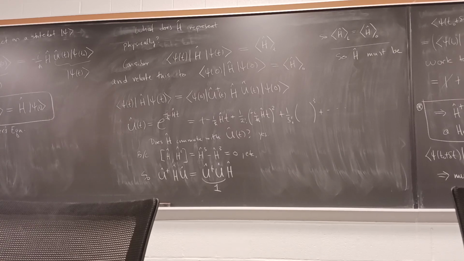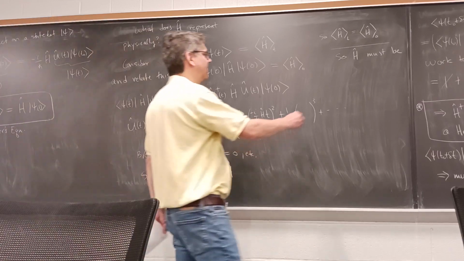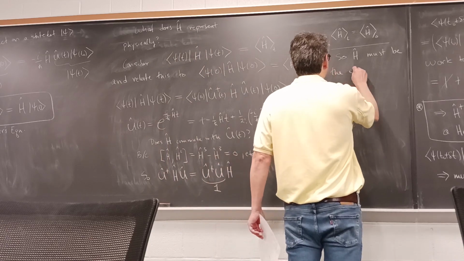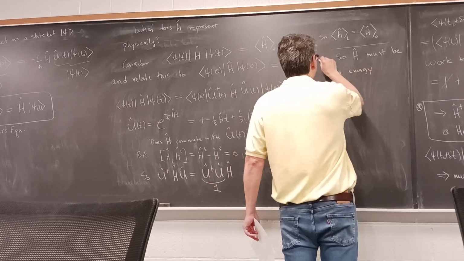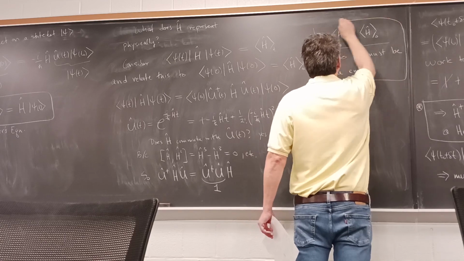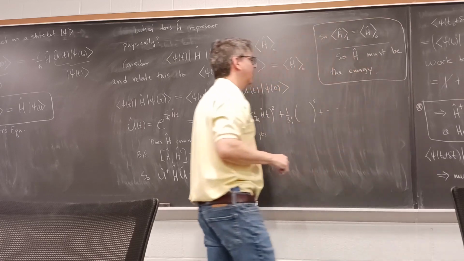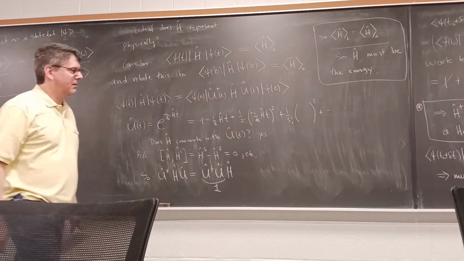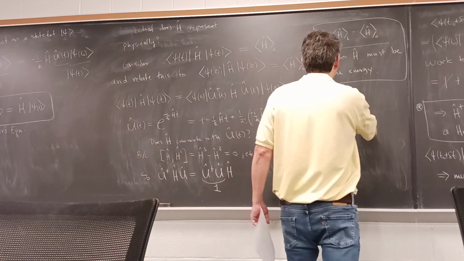So if it's not angular momentum or momentum, what else is conserved in a system? Energy. Right, it's the energy. Okay, so H is the Hamiltonian of the system.